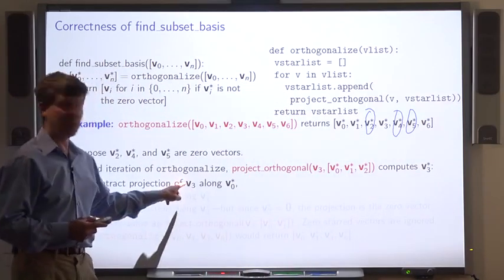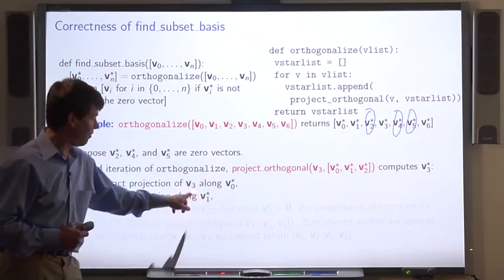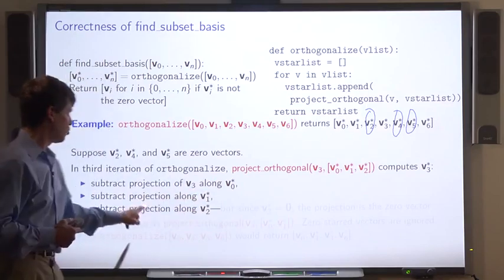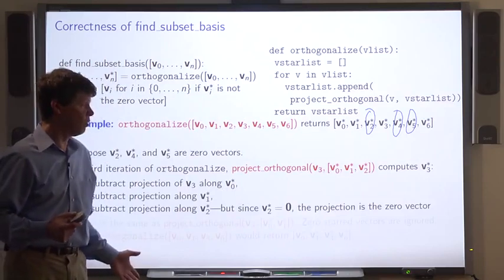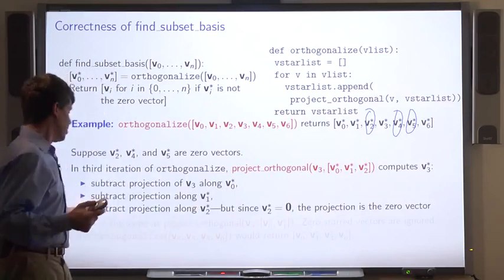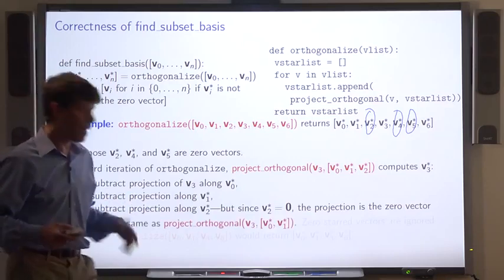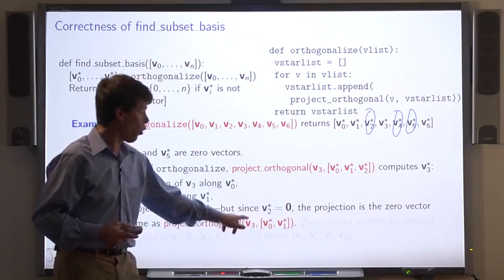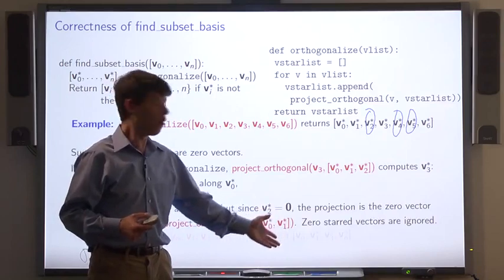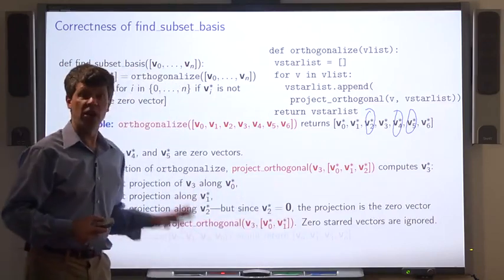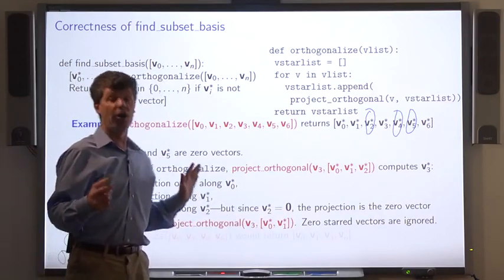It subtracts the projection of v3 along v0 star. Then it subtracts the projection along v1 star. Then it subtracts the projection along v2 star. But since v2 star is 0, the projection is the 0 vector, so subtracting does nothing. So the result is the same as if the algorithm had projected v3 orthogonal to v0 star and v1 star. v2 star played no role. 0 starred vectors in the second argument of project orthogonal are ignored.